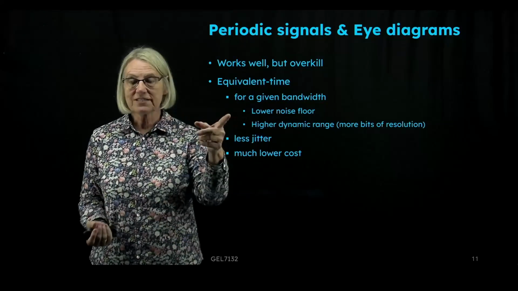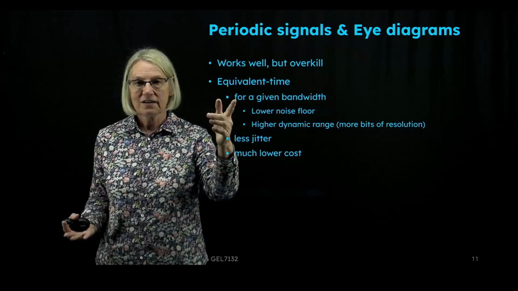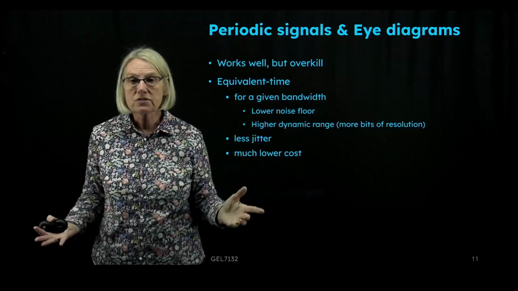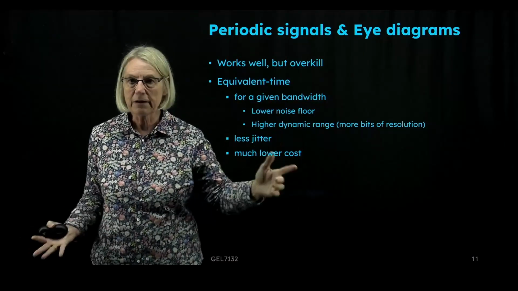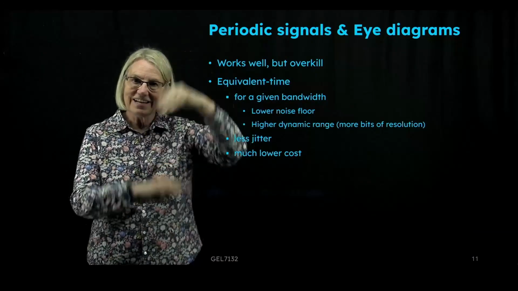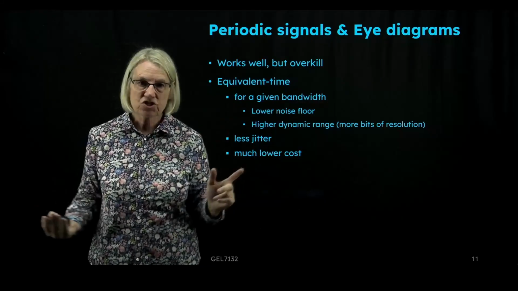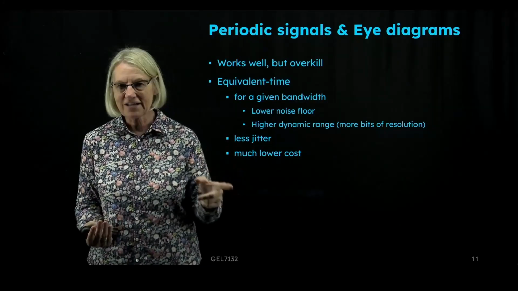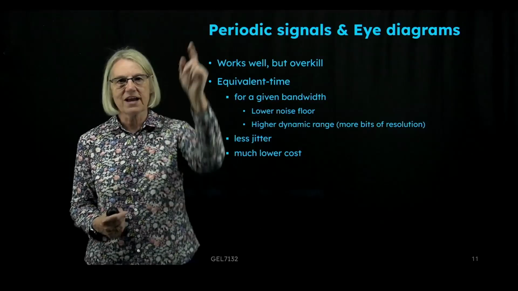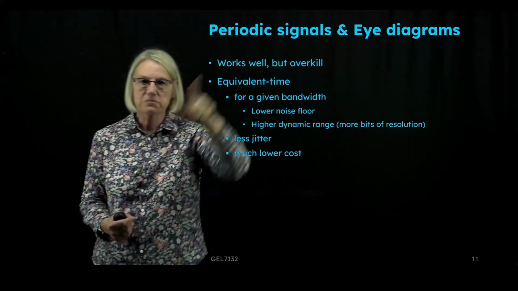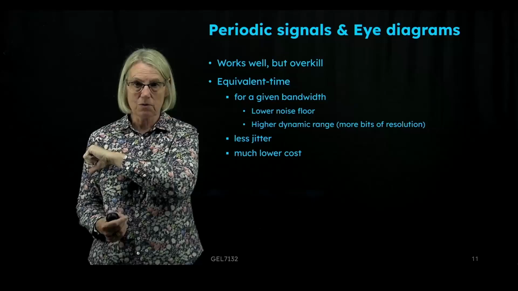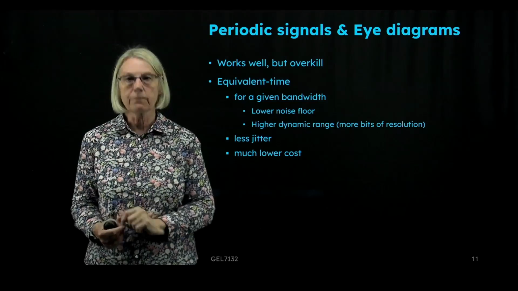So the equivalent time would give us, for a given bandwidth, a lower noise floor. It would have a higher dynamic range, more bits in each sampling time, less quantization. It would have less jitter. It would cost much less. So if the only thing I'm interested in is characterizing periodic signals in eye diagrams, then I use the equivalent time scope. I don't use the real-time oscilloscope, even though I could.